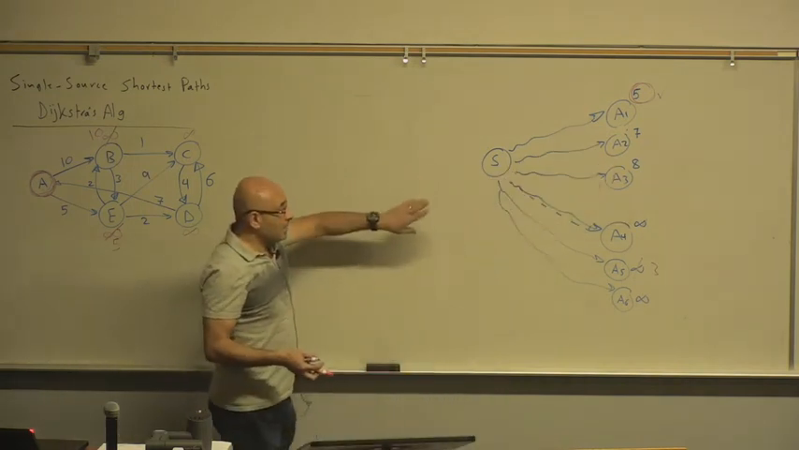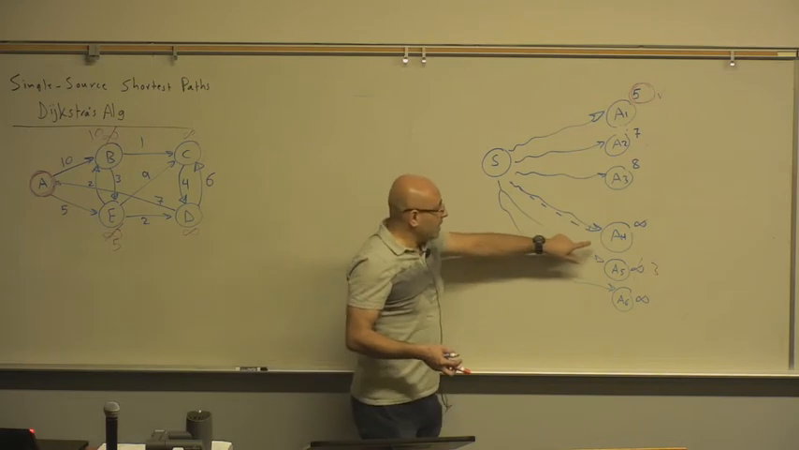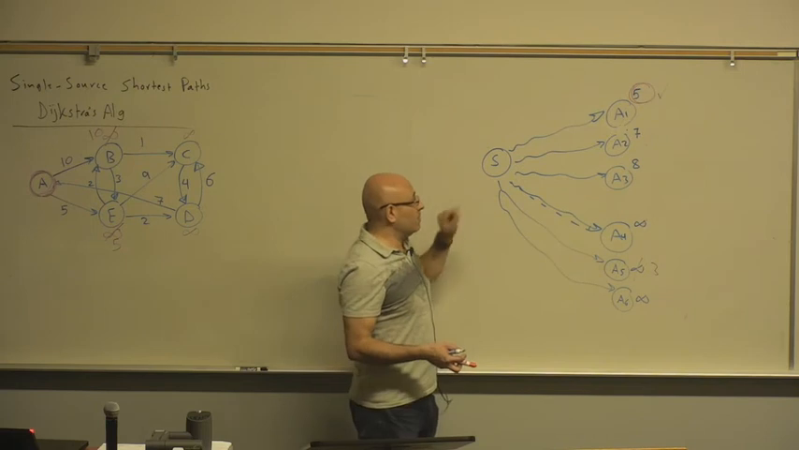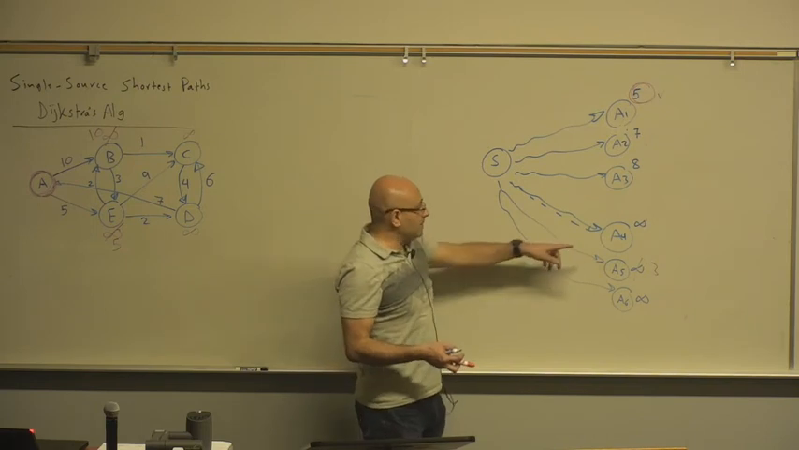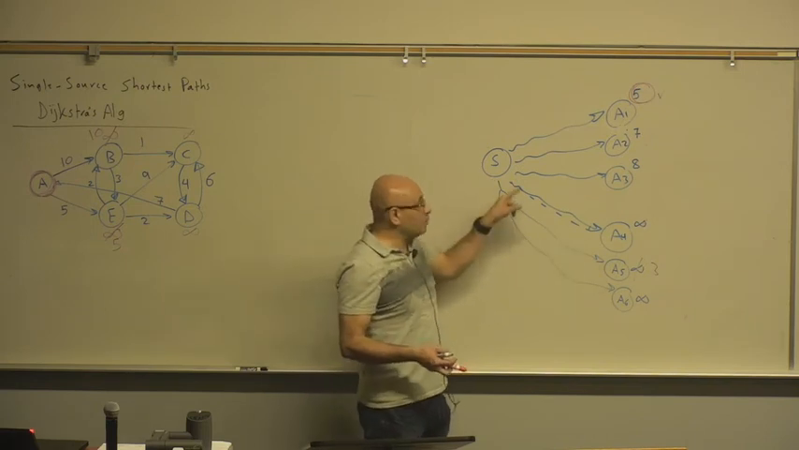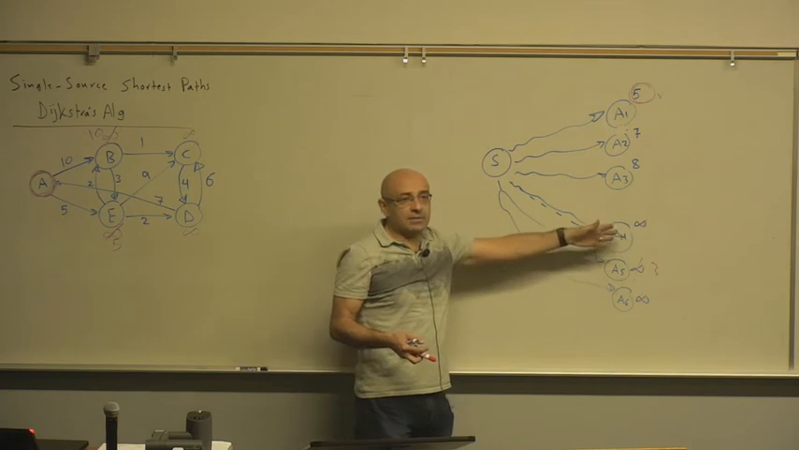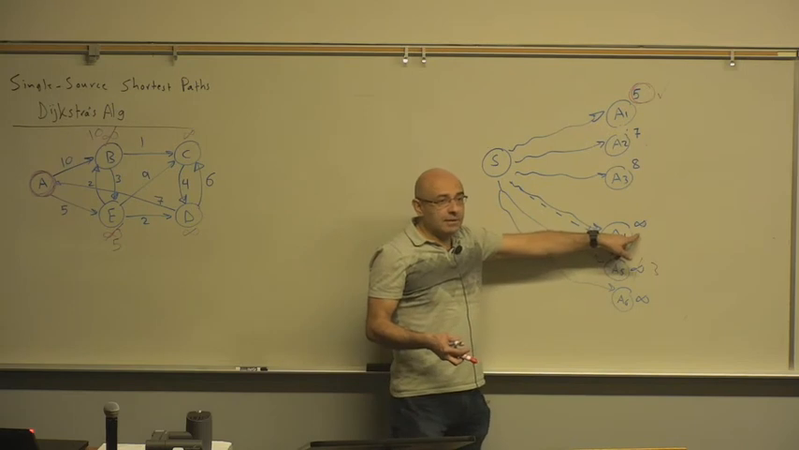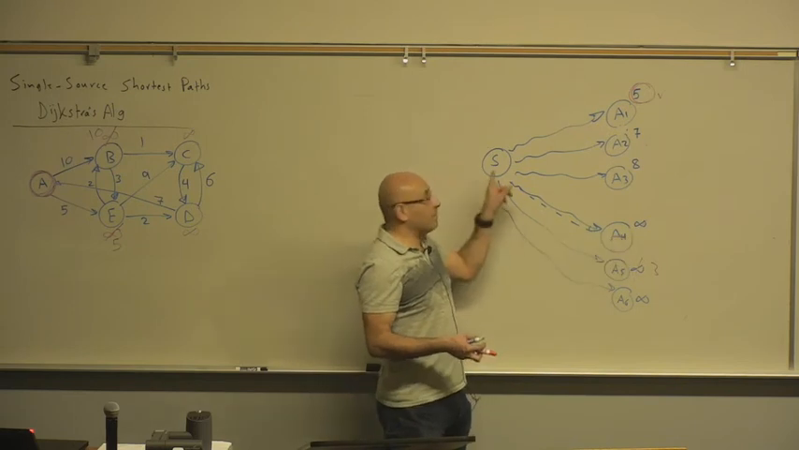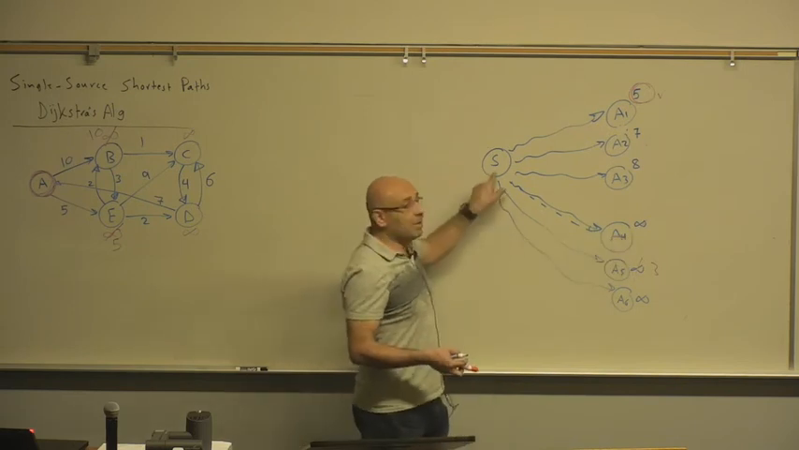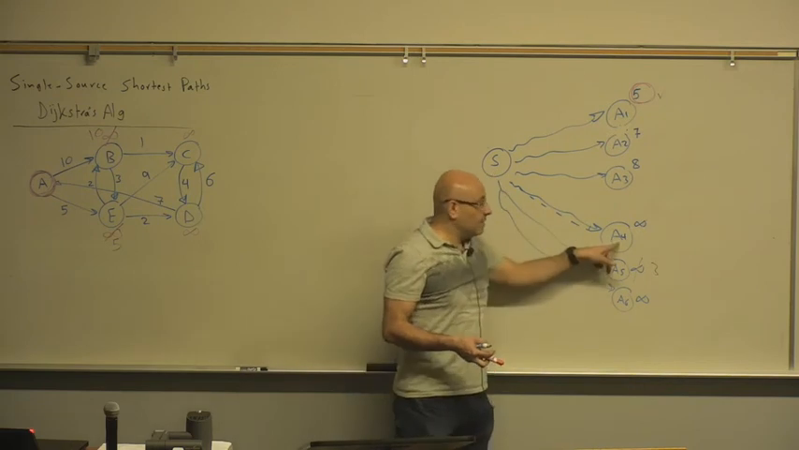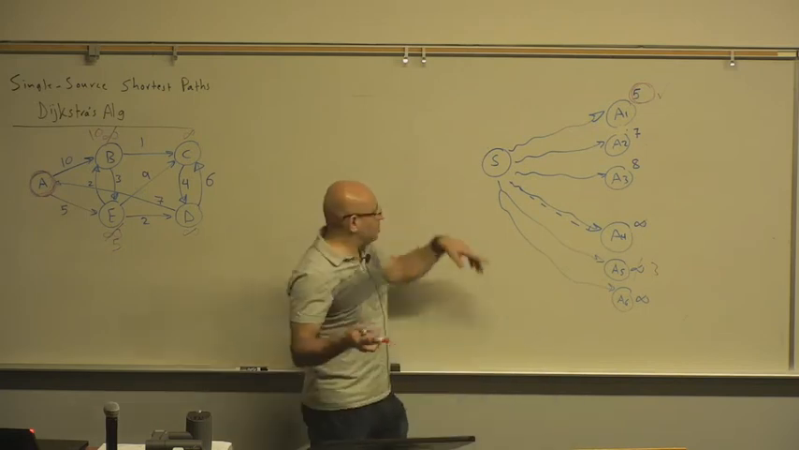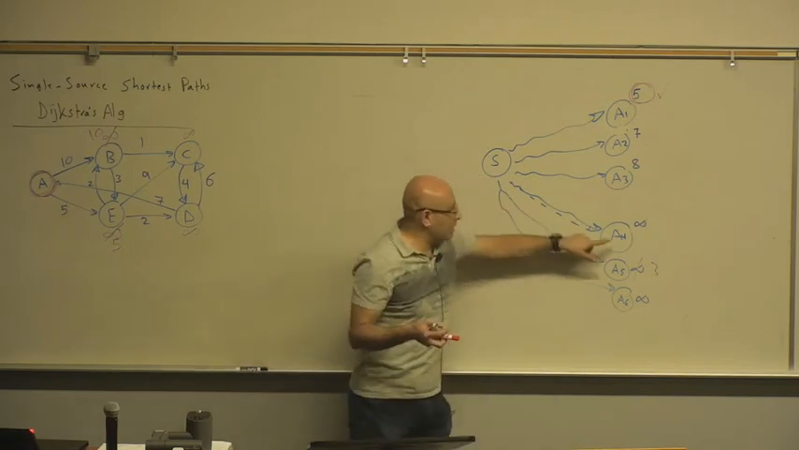Why? Because, first of all, A4 is not a neighbor of S. Why? Because if it had been a neighbor of S, it would have had a finite distance already, right? The fact that it has infinity implies that it's not a neighbor of S. If it had been, it would have had a finite distance already, and that distance would have been the edge that connects S to A4.